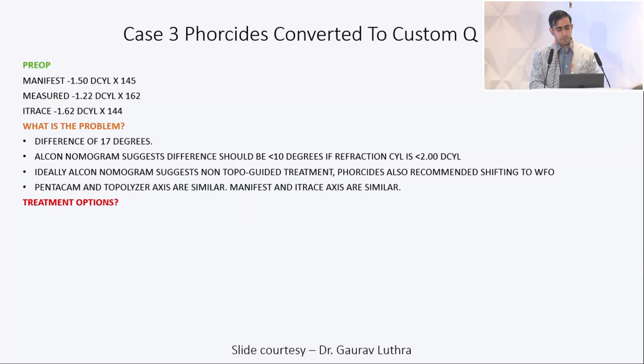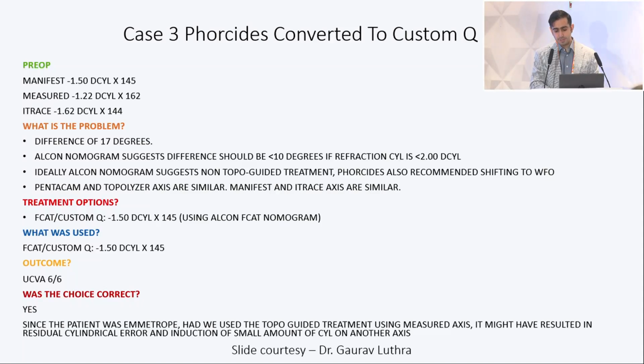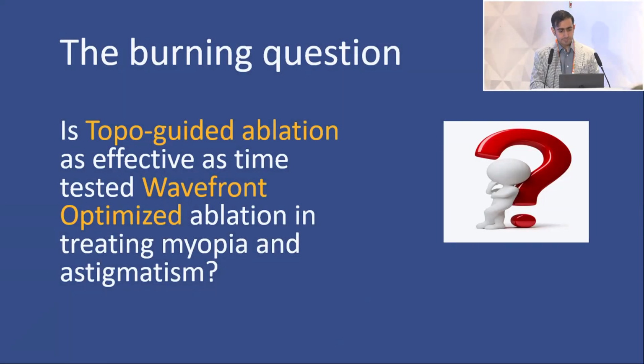So the Alcon nomogram suggests the difference should be less than 10 degrees if the refraction cylinder is less than 2 diopters. The Faucetti's itself in this particular case recommended switching to a custom Q or a customized treatment, which gave a good outcome. So probably when you have a high variation, it would still be better to stick to the manifest cylinder, and the Faucetti's makes it a little easier because it tells you what to do.